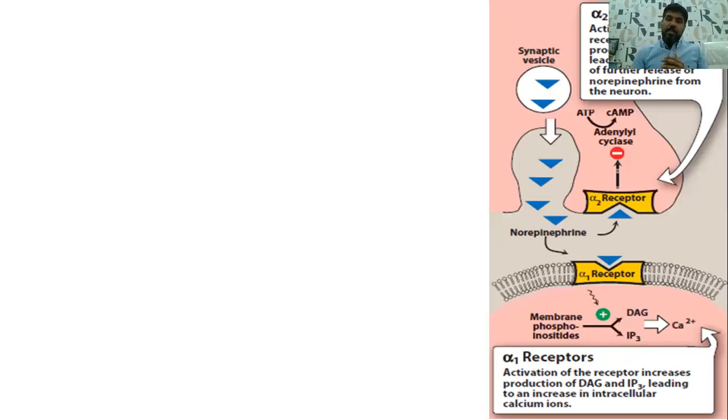As I mentioned previously, we have two main kinds of alpha adrenergic receptor, alpha 1 and alpha 2, and alpha 1 receptor is available in the post-synaptic part.